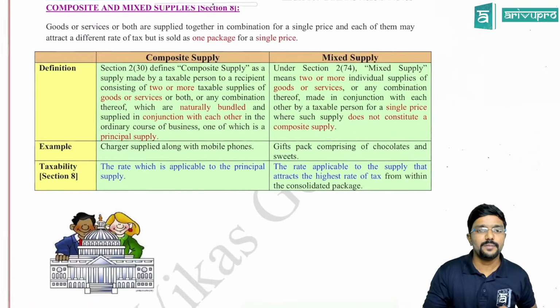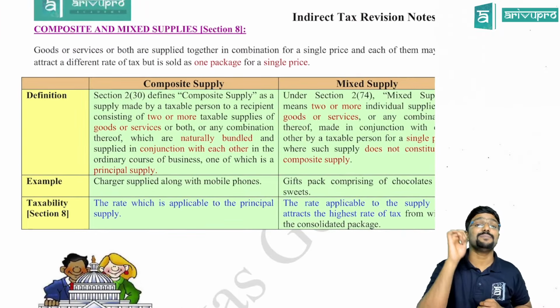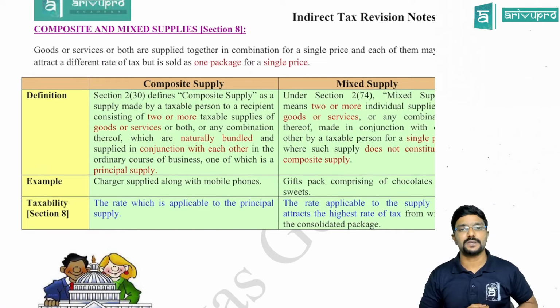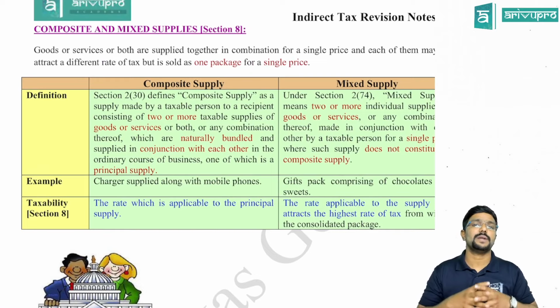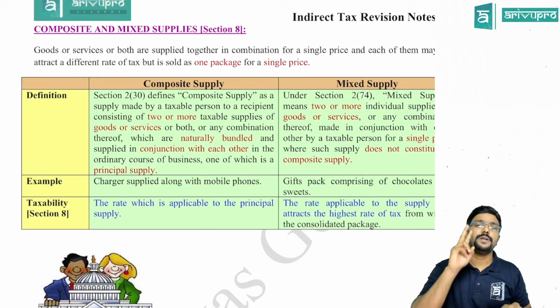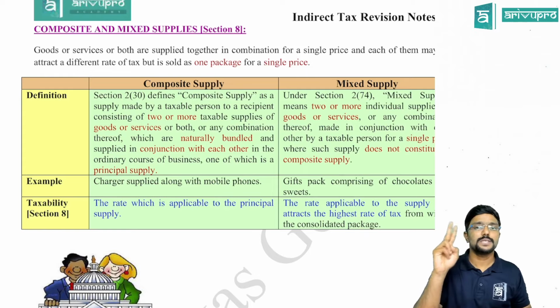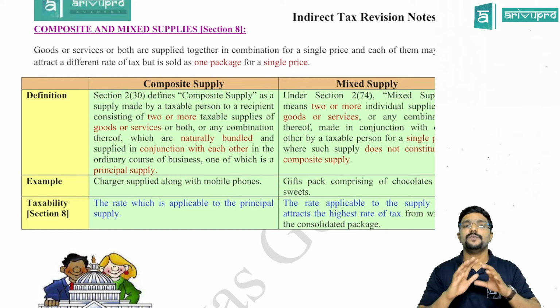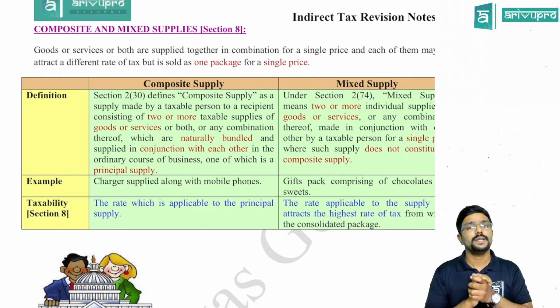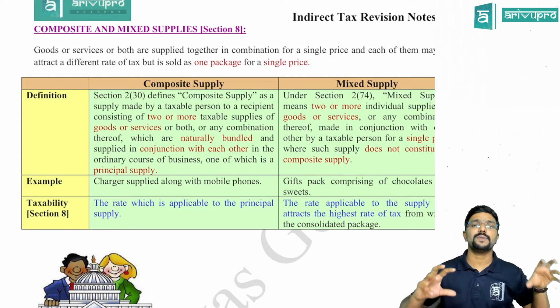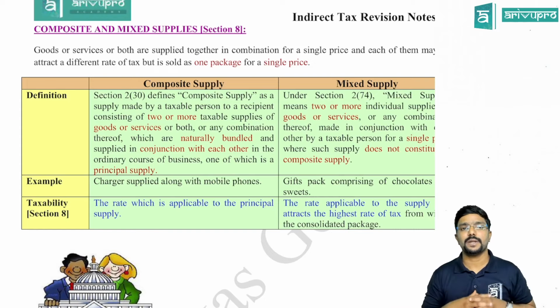Chalo. Then coming to section 8, which talks about taxability of composite and mixed supply. So first, multiple supply. What is multiple supply? It is when 2 or more goods or services or both have been supplied for a single price where there is no breakup given. In that case, we call it multiple supply. We need to check whether that multiple supply is a composite supply or mixed supply.